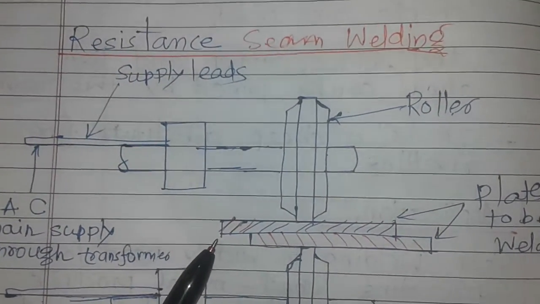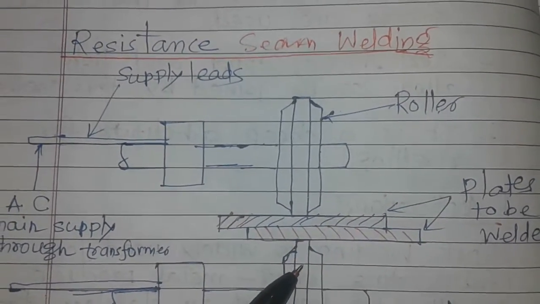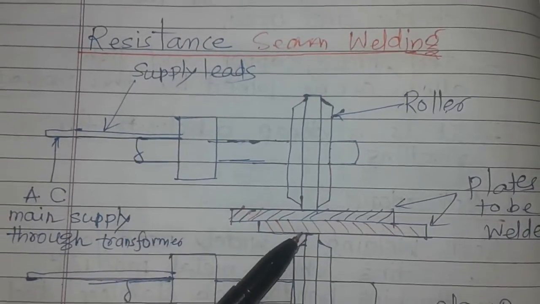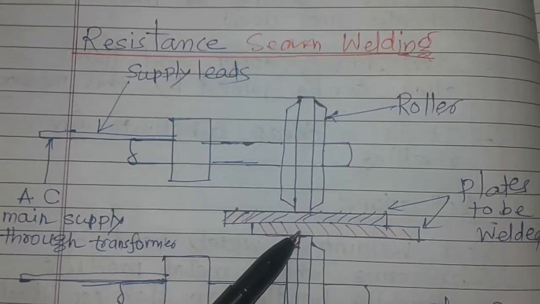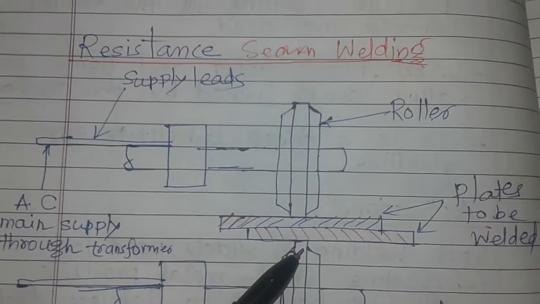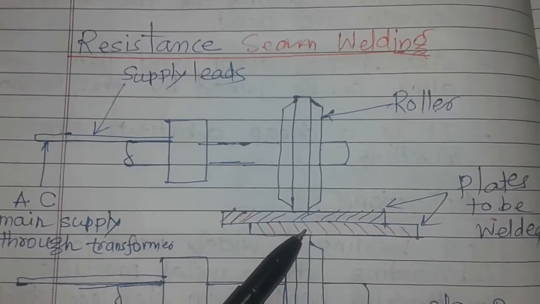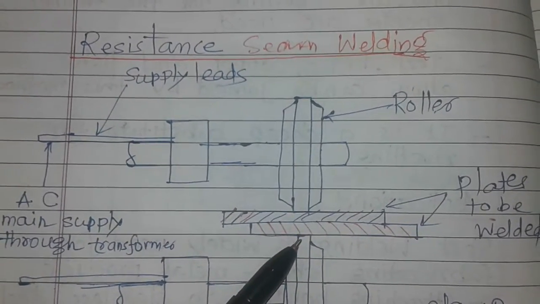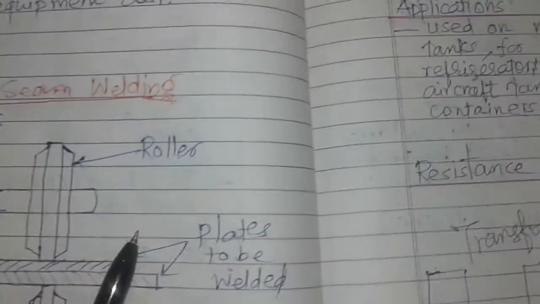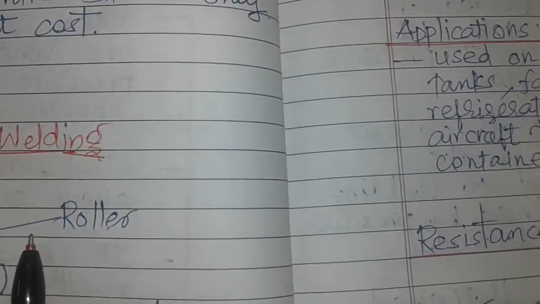It also works on the principle of H equal to I square R T, but in spot welding one spot is created, whereas in seam welding a number of spots can be created at a very small interval and joints are made. So in this way, seam welding is nothing but one type of resistance spot welding.